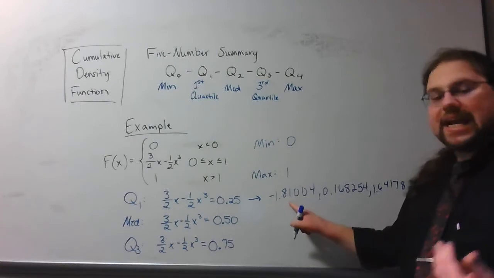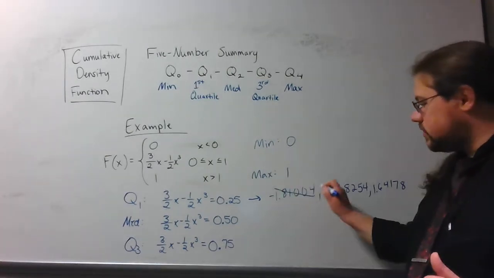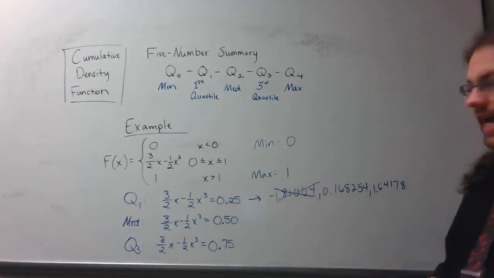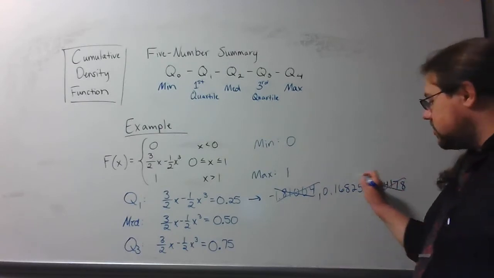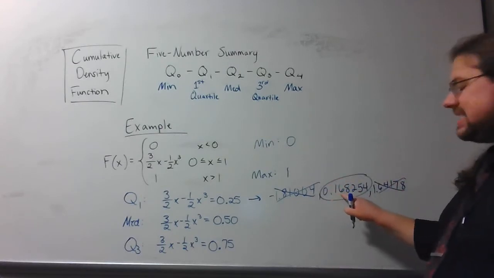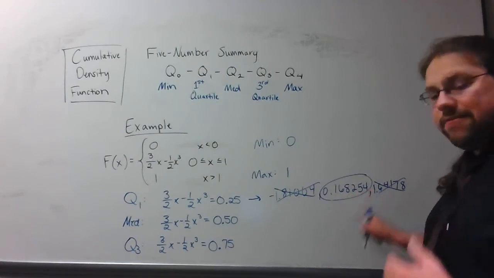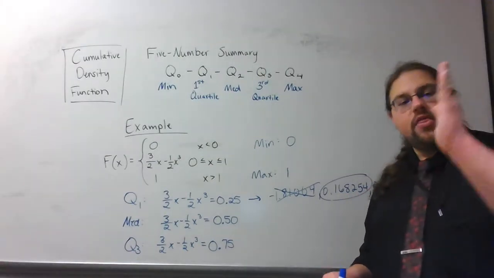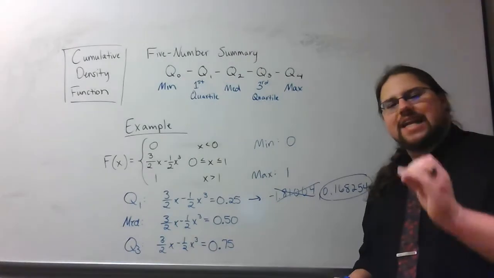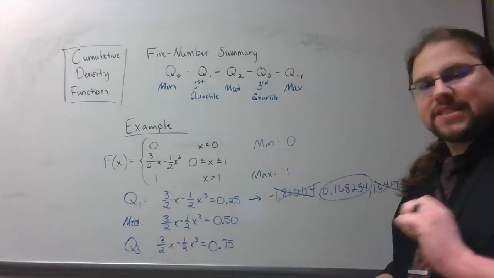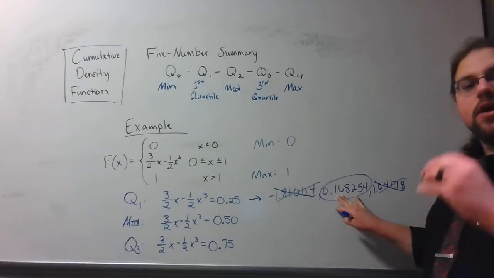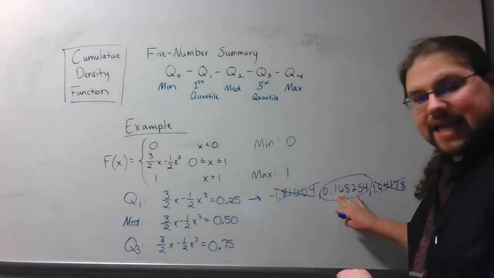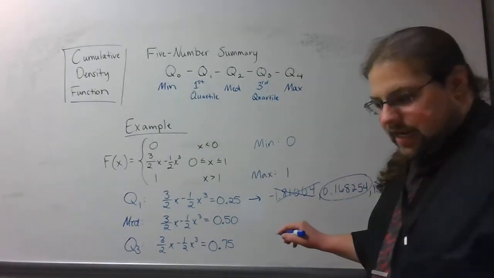Now, here's the thing. We said we can't sell negative tons of gravel, so this one's not going to work. We also said the maximum is 1. I'm not going to sell more than 1 ton of gravel. So right there, at 0.168254 tons of gravel, that's the 25% mark. That is saying that 25% of the time I'm going to sell 0.168254 tons or less.